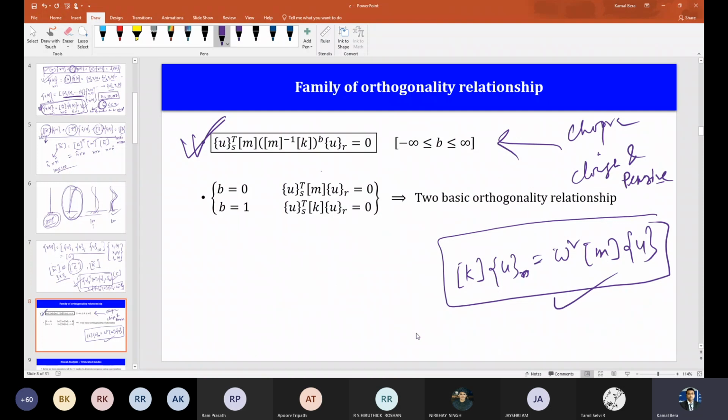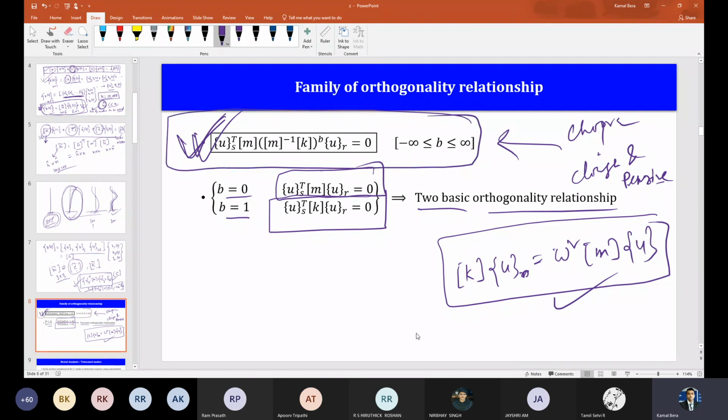You see, if I put b equal to 0 in this equation, we get this one. If I put b equal to 1, I get this one. So these are the two basic orthogonality relations, which are good enough for our present purposes. But there exists a family of orthogonality relationships which can be written in a compact form like this, and we can recover these two basic relationships by putting b equal to 0 and b equal to 1. If you are interested, please see it by yourself.